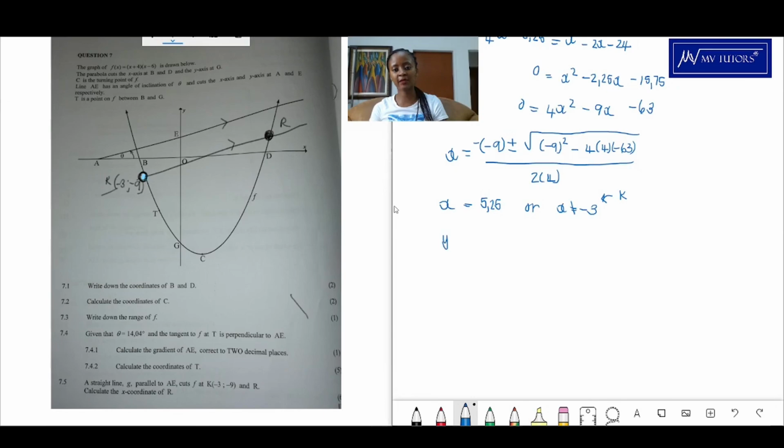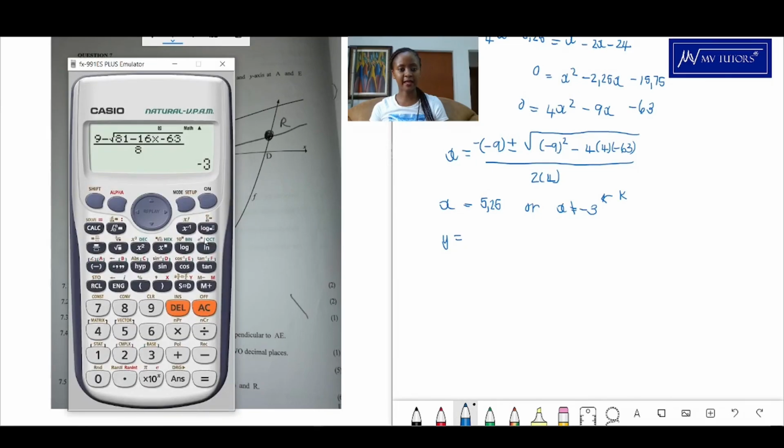Okay, so what is the y value? If I take 5,25 and plug it in the equation, what will I get? So I have 5,25 squared minus 2 times 5,25. Alright, and then I will have minus 24. So the y value is negative 6,94.